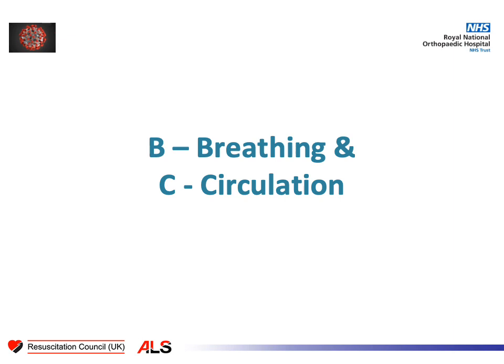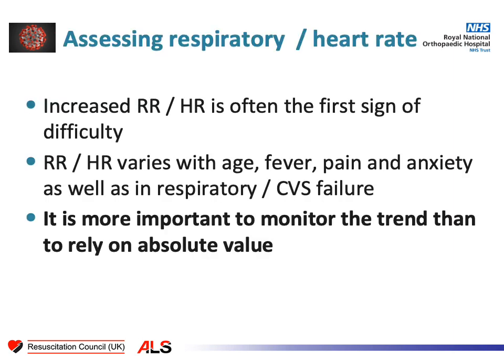Having assessed the airway, we then move on to assessing breathing and circulation. When assessing the patient's breathing and circulation, it's important to look at the respiratory rate and heart rate, as an increase in this may be the first sign of a patient deteriorating. We must remember that respiratory rate and heart rate varies with age, fever, whether the patient is in pain or anxious, as well as in respiratory and cardiovascular failure. So have a look at the observation chart and look at the trend over time rather than relying on absolute values.